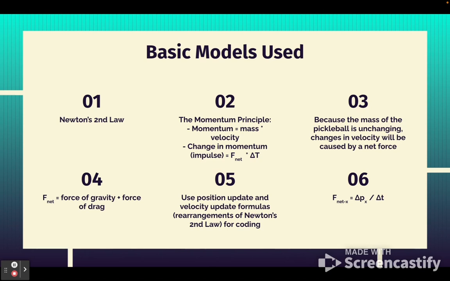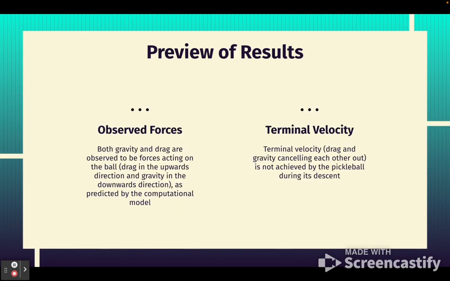We will also use position update and velocity update formulas for our coding, which are just rearrangements of Newton's second law. We will also use this formula shown here to the right. A quick preview of results. So both gravity and drag are observed to be forces acting on the ball, as predicted by the computational model. Drag is in the upwards direction and gravity is in the downwards direction. Terminal velocity, where drag and gravity are canceling each other out, is not achieved by the pickleball during its descent.